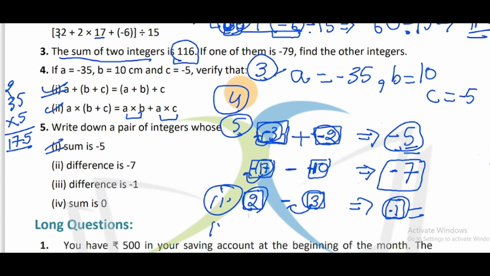Let's see. The last is whose sum is 0. The sum of equal and opposite numbers is 0. Let's see, 2 and minus 2 are equal and opposite, then the sum of 2 and minus 2 is 0. Then the pair whose sum is 0 is 2 and minus 2.